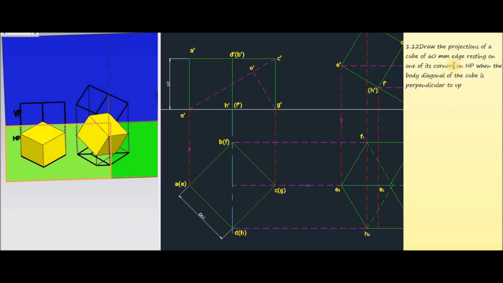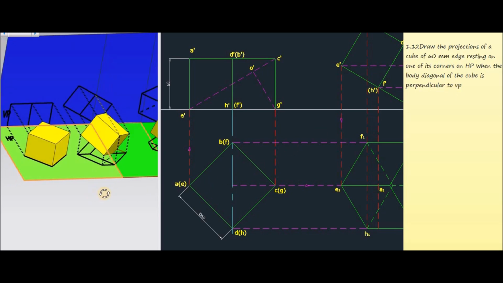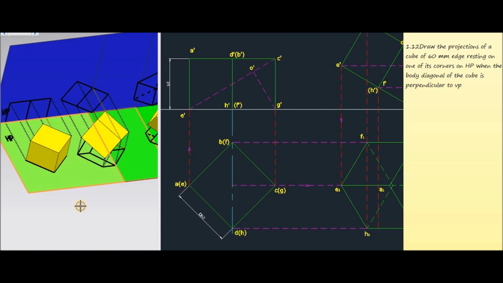The question is, draw the projections of a cube of 60 mm edge resting on one of its corners on HP when the body diagonal of the cube is perpendicular to VP. So now we are going to construct the three-dimensional geometry of this question.